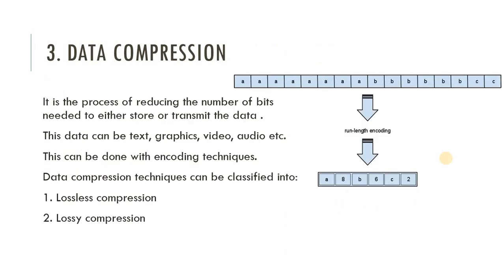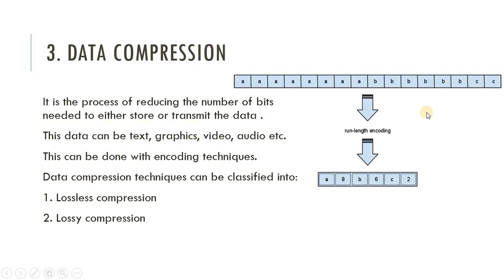The third technique is data compression. You all know what data compression is, because this subject was already in your previous semester, so I'll just quickly revise it. It is the process of reducing the number of bits needed to either store or transmit data. This data can be text, graphics, video, audio, etc. This can be done with encoding techniques. Data compression techniques may be classified into lossless or lossy compression.